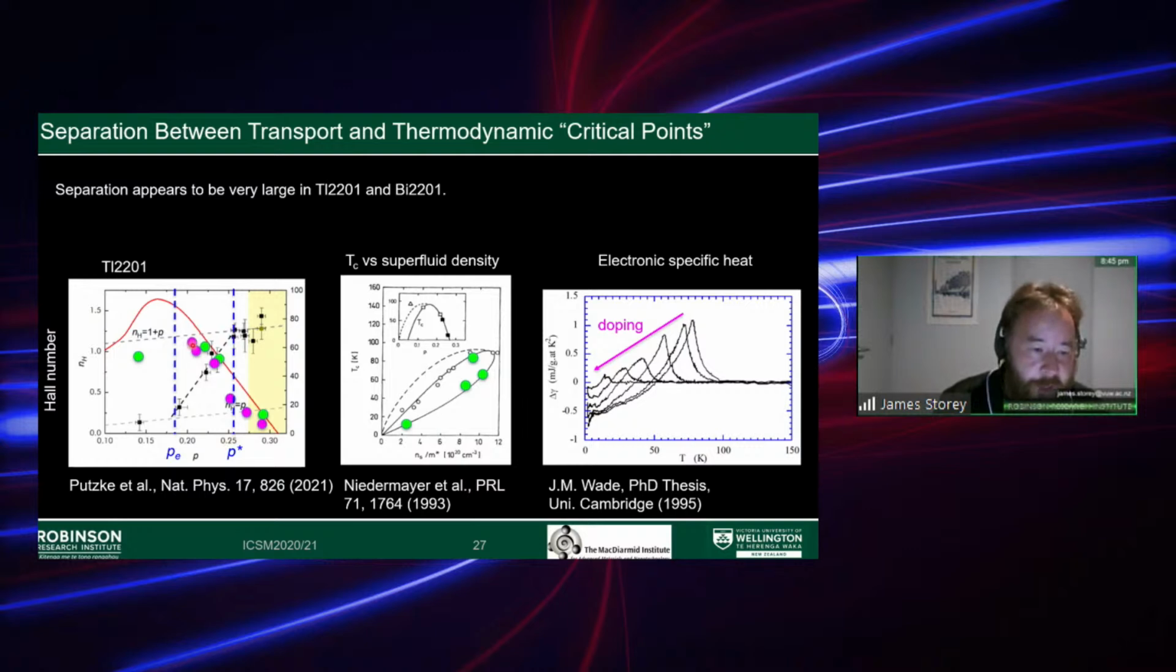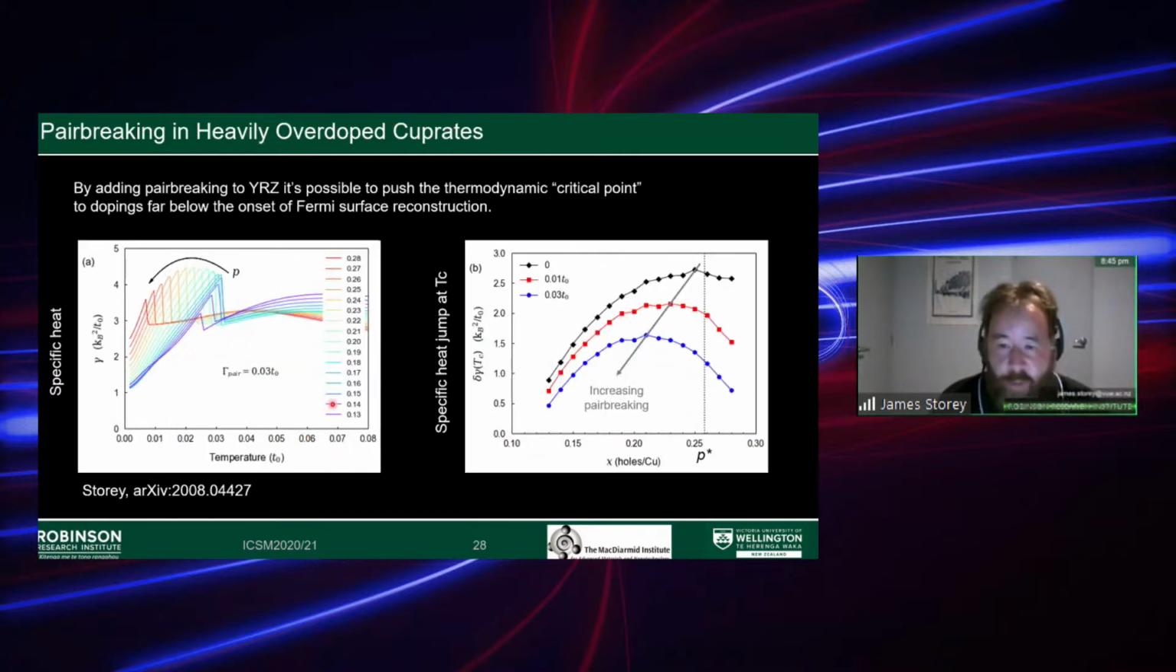This decrease in superfluid density and specific heat is not expected in BCS theory and is believed to be due to an increase in pair breaking as we increase doping. If we add pair breaking to YRZ, it's possible, in fact, to push that maximum in the specific heat jump down to lower dopings. Note that here is where we have the reconstruction occurring. If we increase pair breaking, our maximum and the specific heat jump can be pushed to lower doping, seemingly consistent with the experiment.